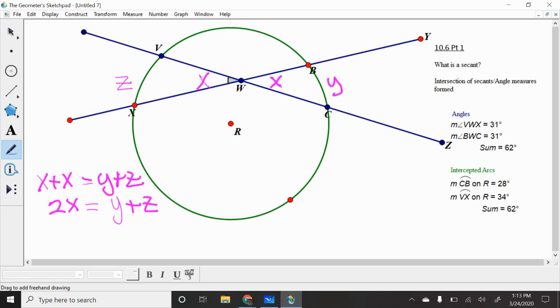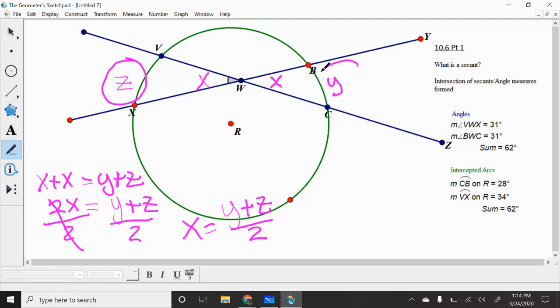Now, how do I simplify this for x? Well, I could divide each side by 2. So x is equal to y plus z divided by 2. In other words, if I add the measures of the intercepted arcs, y and z, and then I divide by 2, I get the measure of one of these angles.